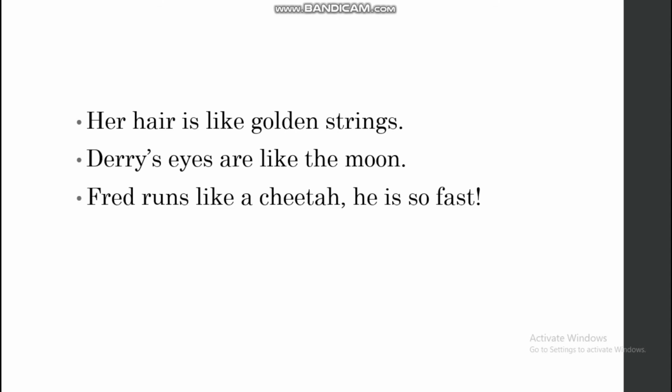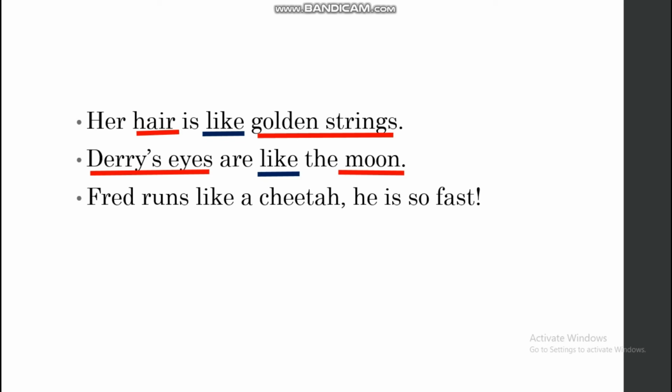Her hair is like golden strings. Two things being compared, her hair and golden strings. So it can mean that the hair is shiny. It can mean blonde hair. So we use the word like. Next sentence, Derry's eyes are like the moon. Two things being compared, Derry's eyes and the moon. And we use like. So what does this sentence mean? It can mean that Derry's eyes are shiny.